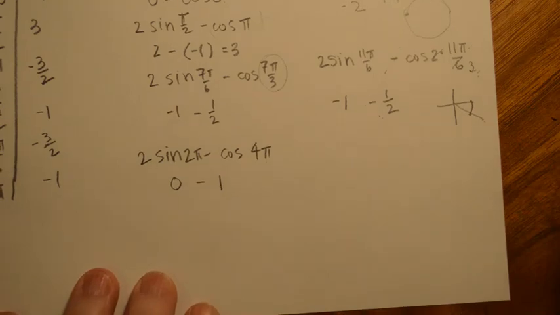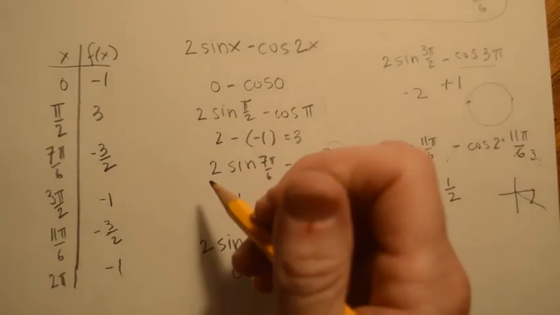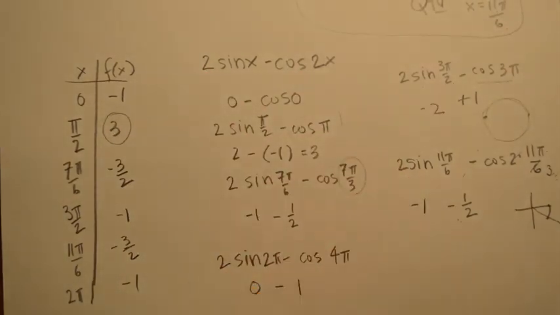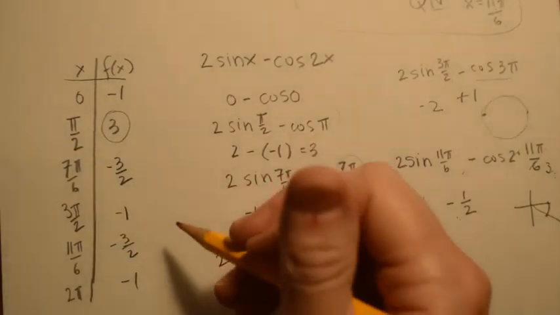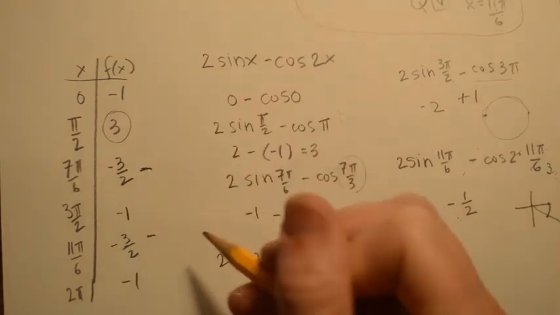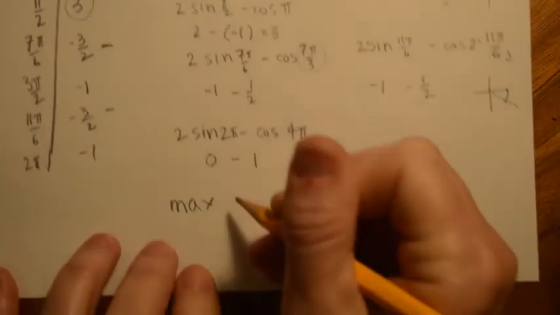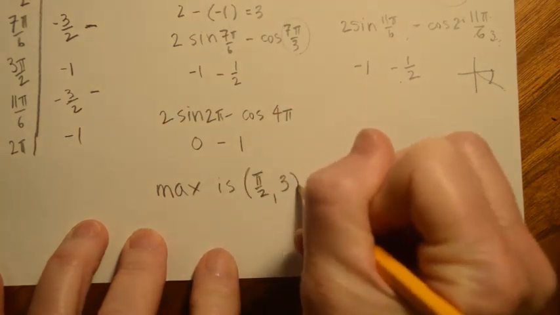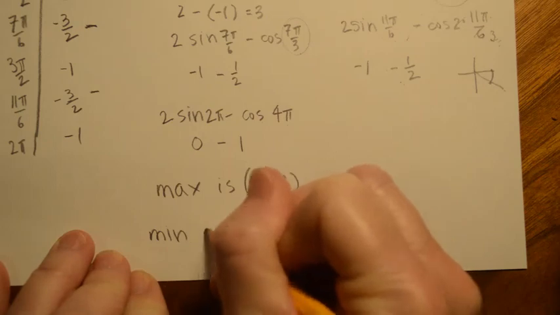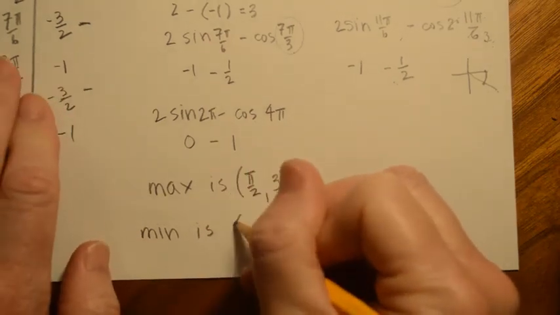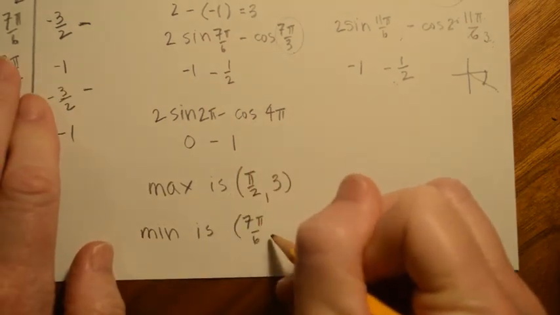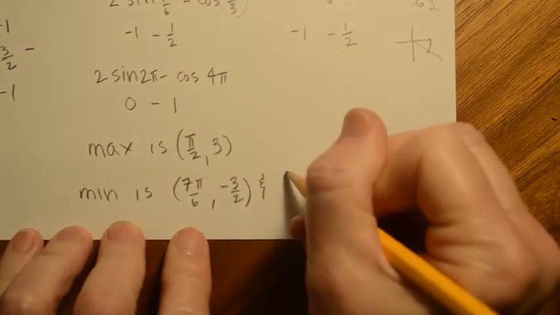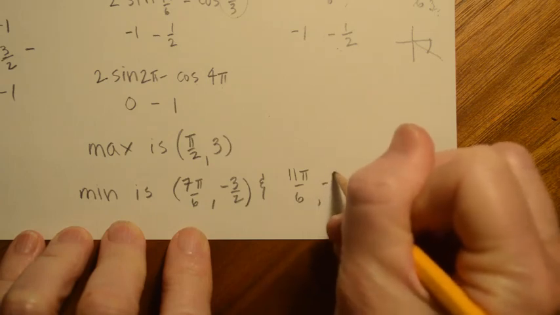Okay, so the maximum occurs right here, and the minimum, there are 2, it's going to occur right here and here. So we would say the max is at pi over 2, comma 3. Min is at 2 different places: 7 pi over 6, comma -3/2, and 11 pi over 6, comma -3/2.